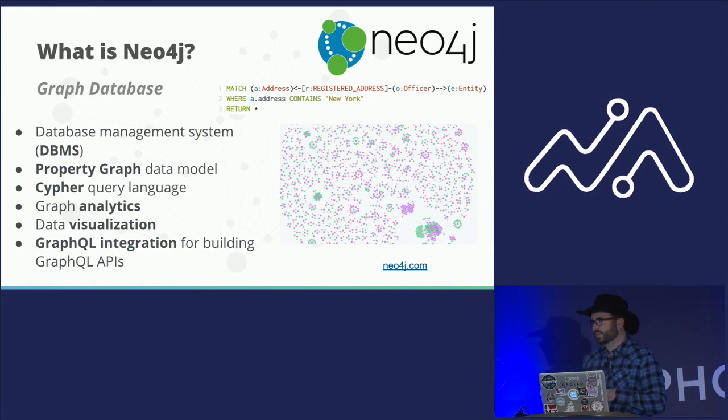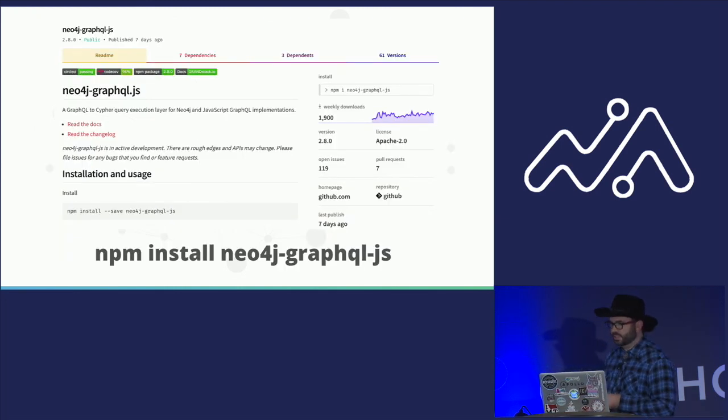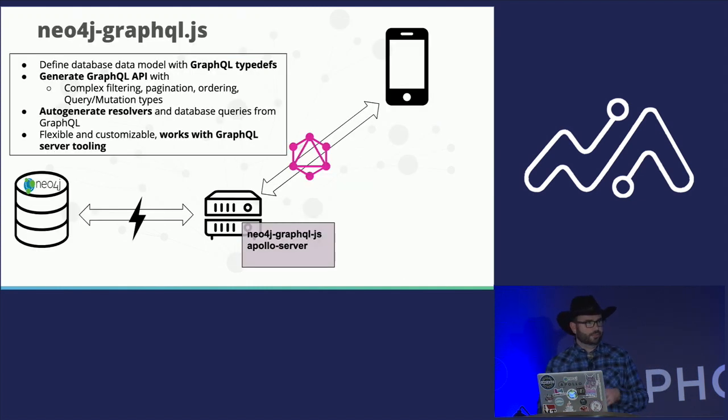Among some of the other interesting integrations and tooling we have for Neo4j is our GraphQL integration, specifically Neo4j GraphQL.js, which is a JavaScript library, the goal of which is to make it easy to build GraphQL APIs on top of Neo4j. I want to make an important distinction here. When we're talking about using GraphQL with Neo4j, we're not talking about querying the database directly with GraphQL. GraphQL is not really a database query language. It's a tool for building and querying APIs.